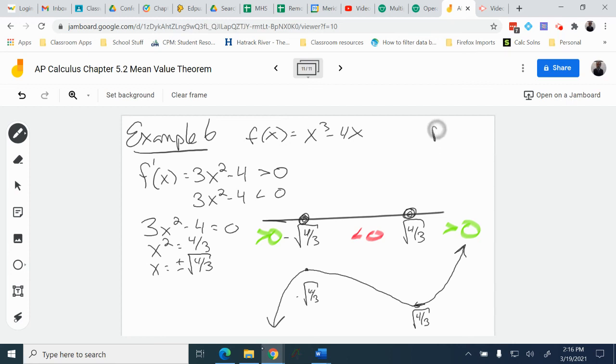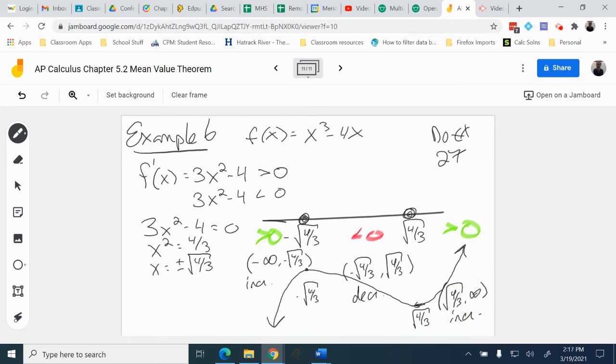All right. Go ahead and do exercise 27. And by the way, if you were asked about increasing and decreasing, now would be the appropriate time to do intervals. There's decreasing, there's increasing, here's decreasing, and then here's another increasing interval. So remember to answer the question which is asked. Question asked being, where is it increasing, where is it decreasing?